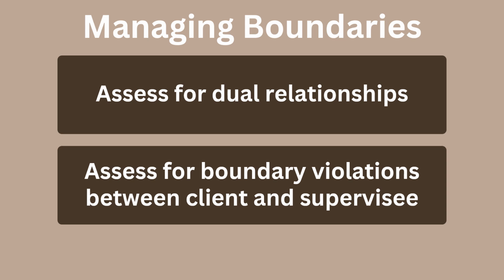Also, it's important to discuss managing boundaries. Within managing boundaries, there are a couple of things to remember. As noted in the Code of Ethics for ACA, the supervisory relationship can be very complex, and supervisors are responsible for creating and maintaining appropriate boundaries with their supervisees. Several things to remember include being able to assess for dual relationships, and then also assessing for boundary violations between the client and the supervisee, or the student and the supervisee.